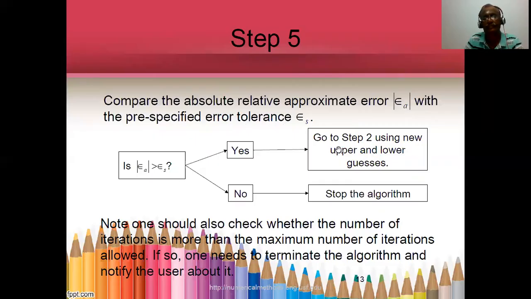we go to this step. Otherwise, if it is greater than the tolerance limit, then go to step 2. If it is less than, then stop the algorithm.